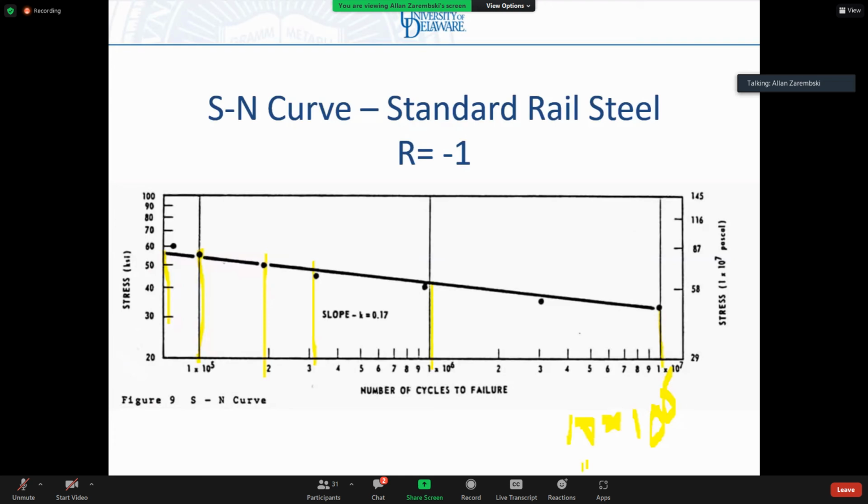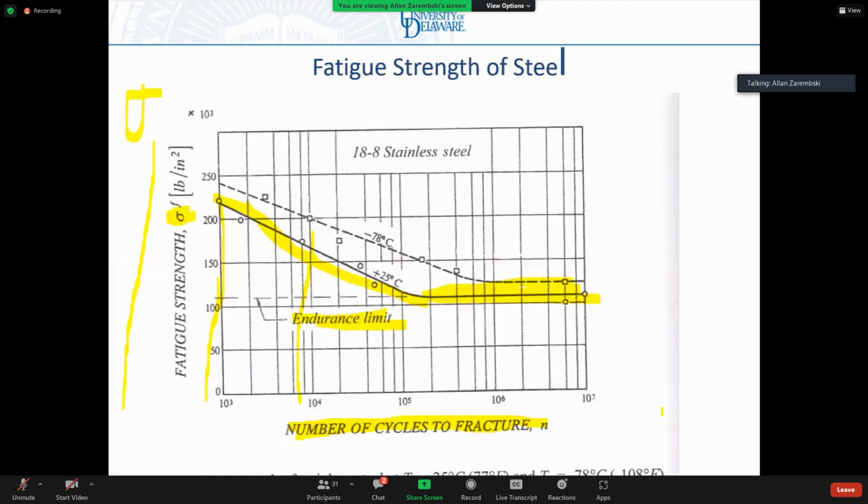For some structural steels, by the way, you'll see some places also use 2 million cycles to failure. But in the rail world, we always use 10 million cycles to failure. That's fairly standard. I'm going to come back to this because this is fundamental for understanding fatigue, and this is fundamental to calculating fatigue life.